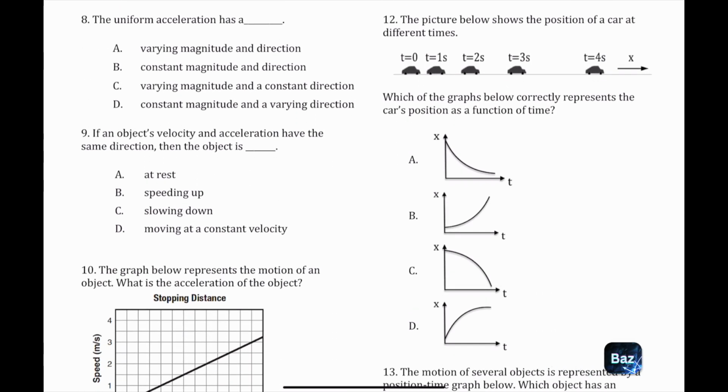8. The uniform acceleration has a constant magnitude and direction, B. 9. If an object's velocity and acceleration have the same direction, then the object is speeding up.